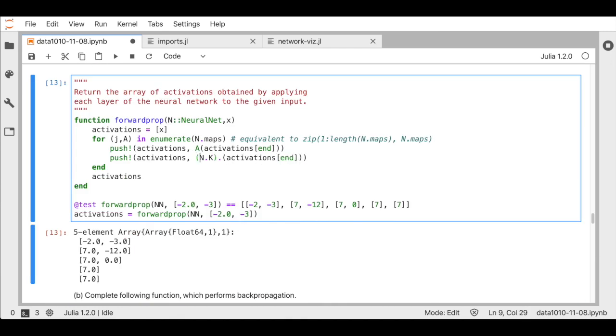And one kind of easy way to do it is just check whether j isn't at the end yet. And if it's not, then we'll use k. And if it is, then we'll use the identity map. So identity is a built-in Julia function. And then we have this test.